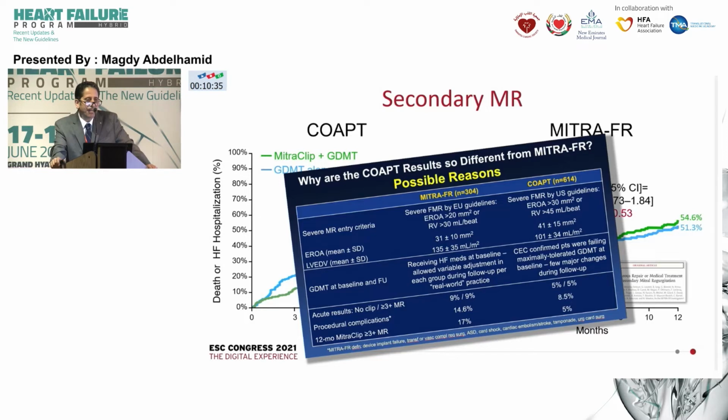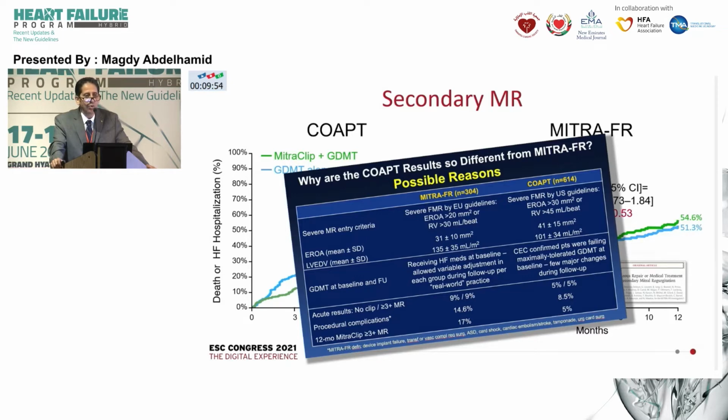And the differentiation between the two studies is because the inclusion criteria were different. In the MITRA-FR, severe mitral regurgitation was defined as effective regurgitation orifice area more than 20 millimeters squared, regurgitation volume more than 30 mL per beat, according to the European guidelines. While in the COAPT, it was, according to the American guidelines, effective regurgitation orifice area more than 30 millimeters squared, regurgitation volume more than 45 mL per beat. The volumes were higher in MITRA-FR compared with COAPT, averaging 135 compared with 100 in the COAPT trial.